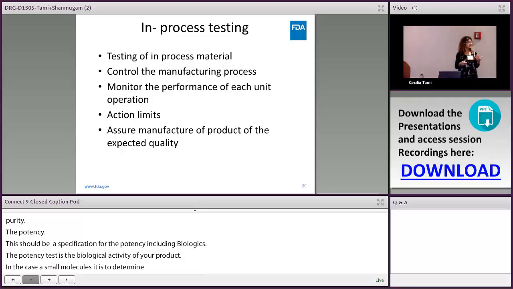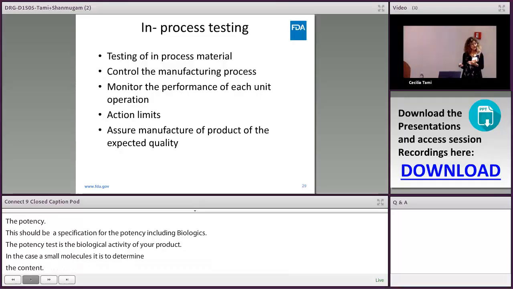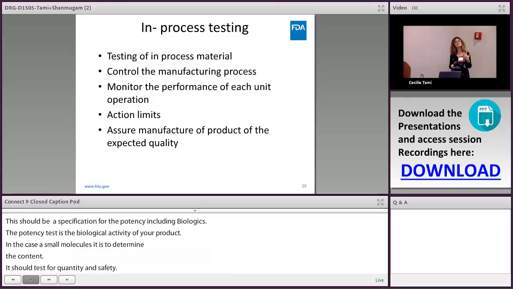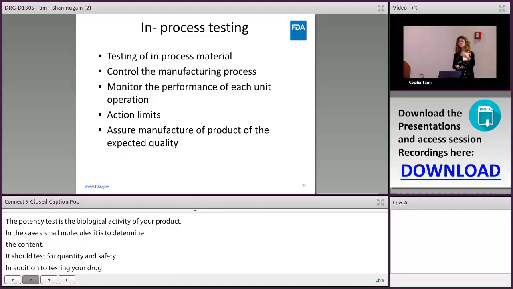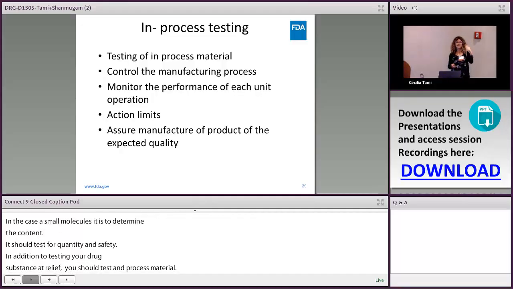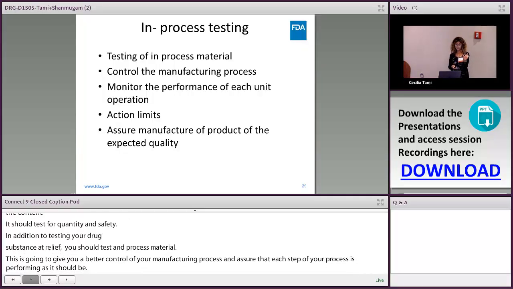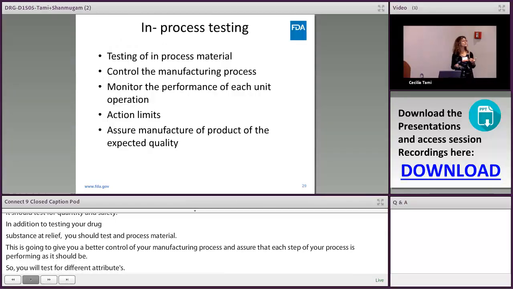But in addition to testing your drug substance at release, you should test in-process material, because this is going to give you a better control of your manufacturing process and also monitor that each step of your process is performing as expected. So at points that you determine are important, you're going to test for different attributes, and you're going to establish alert or action limits. And this control over the manufacturing process is going to assure that you get the product that you expect.